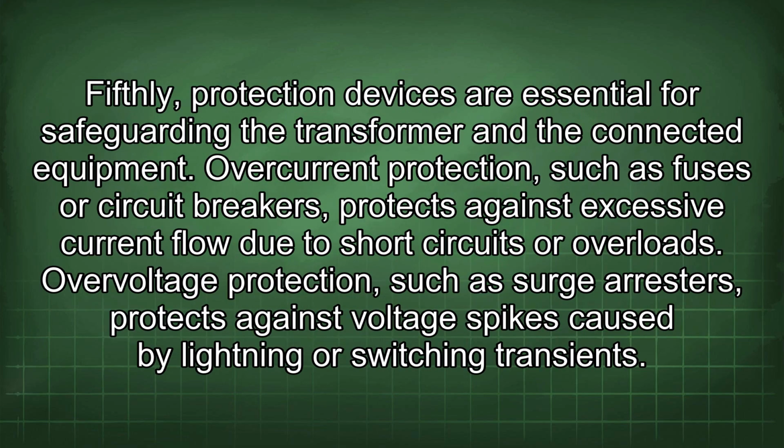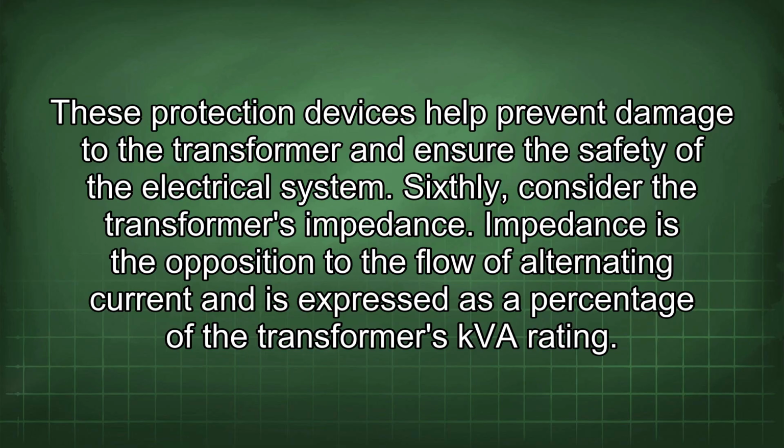Fifthly, protection devices are essential for safeguarding the transformer and the connected equipment. Overcurrent protection, such as fuses or circuit breakers, protects against excessive current flow due to short circuits or overloads. Overvoltage protection, such as surge arresters, protects against voltage spikes caused by lightning or switching transients. These protection devices help prevent damage to the transformer and ensure the safety of the electrical system.